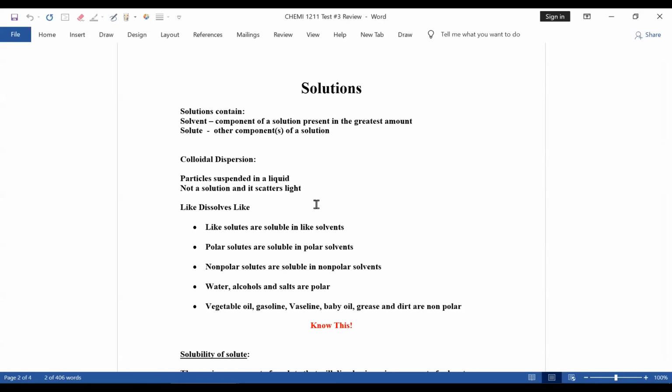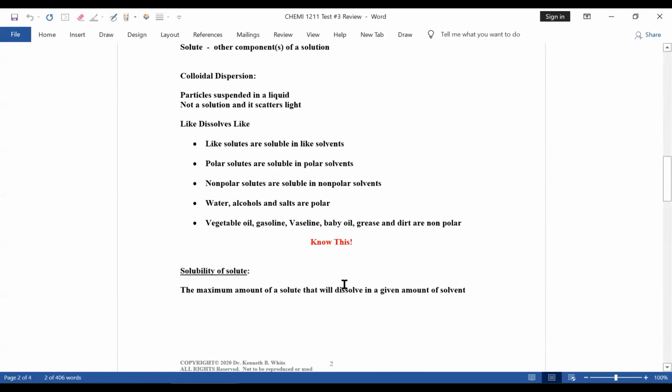Like dissolves like means like solutes are soluble in like solvents. And what that really means is polar solutes are soluble in polar solvents. Nonpolar solutes are soluble in nonpolar solvents. Water, alcohols, and salts are polar. Vegetable oil, Vaseline, gasoline, baby oil, grease, and dirt are nonpolar. Oh, look, Dr. White's being subtle again. Know this.